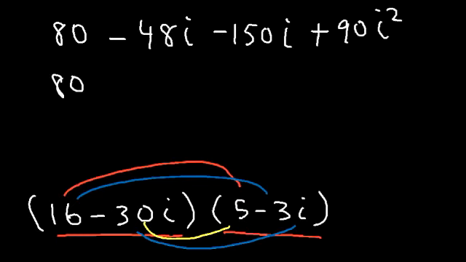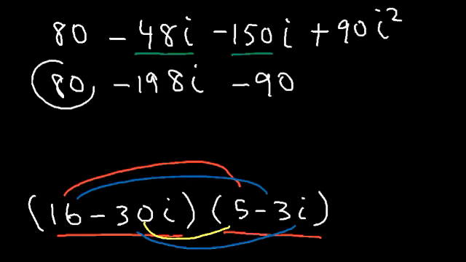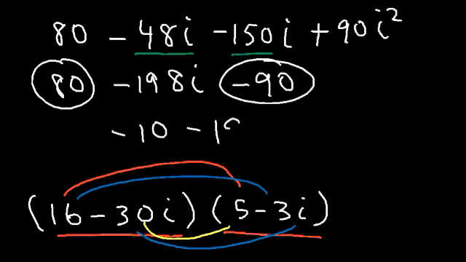So once again, let's add the two middle terms. What's negative 48 plus negative 150? These two, they're going to add to negative 198 times i. And 90i squared is basically negative 90. 80 plus negative 90 is negative 10. So the final answer is negative 10 minus 198i.